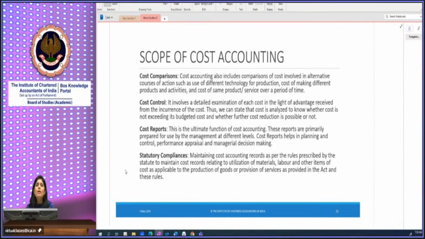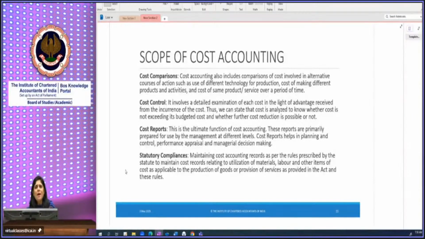So what will be the cost of different ways of producing, different methods of production? There are different methods of production. We will analyze and calculate the cost as per different methods, and then we select the best method of production. So cost comparison is done. And then making different products: product A, product B, product C. We calculate the cost for all different products, and then we compare the cost.